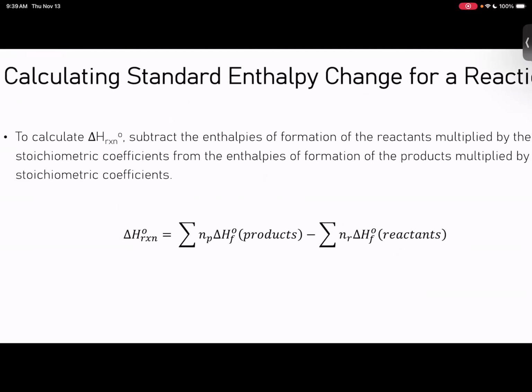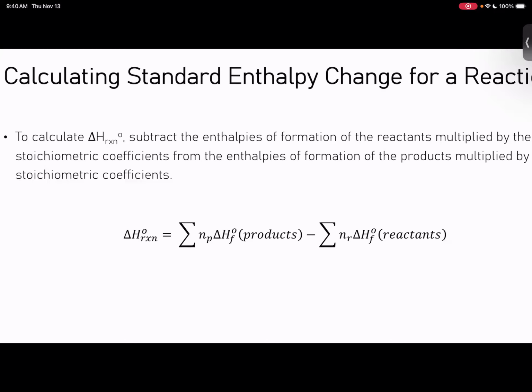The enthalpy of reaction is calculated by subtracting the enthalpies of formation of the reactants multiplied by their stoichiometric coefficients from the enthalpies of formation of the products multiplied by their stoichiometric coefficients. What does delta mean? I keep coming back to this. What does delta mean? Final minus initial. In a reaction, what is the final? The products. That's why we do the products first, minus the initial, which are the reactants. So we haven't changed the meaning of delta.